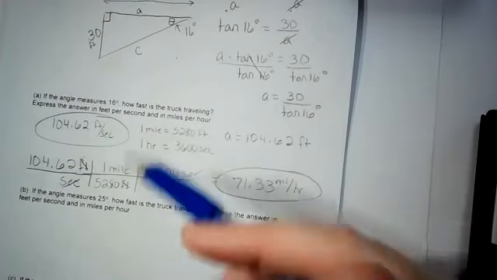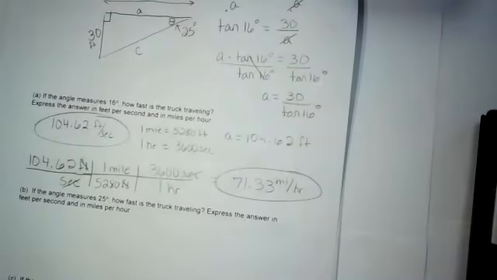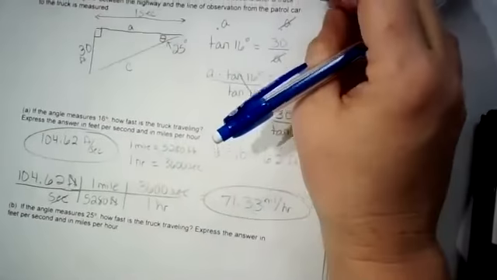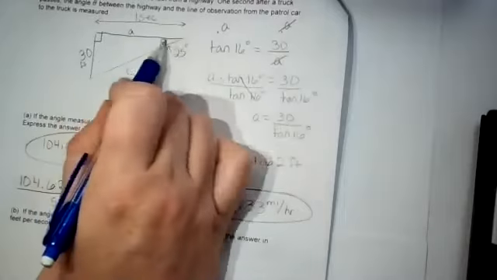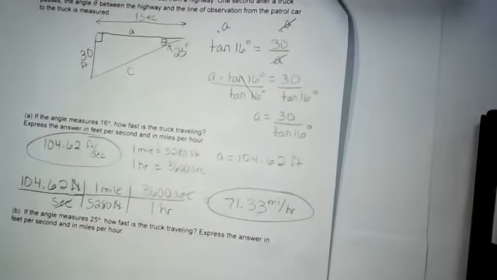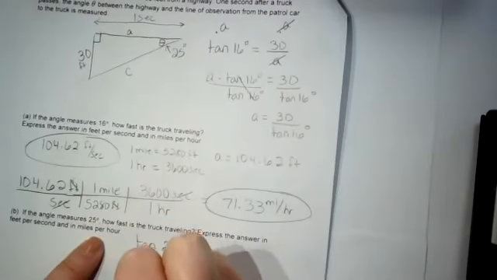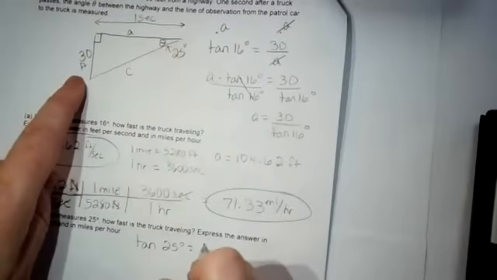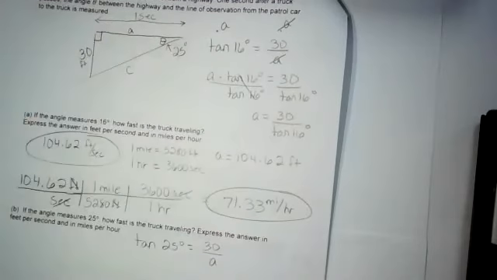So they're changing your theta. Now they're saying, oh, just kidding. Do the whole thing again with 25 degrees. That's what they want you to do. Okay, so let's go back up here. Remember what we did. First of all, we need to get A now that our angle is 25 degrees. So we're going to do tan of 25 degrees, opposite is 30 over adjacent is A.